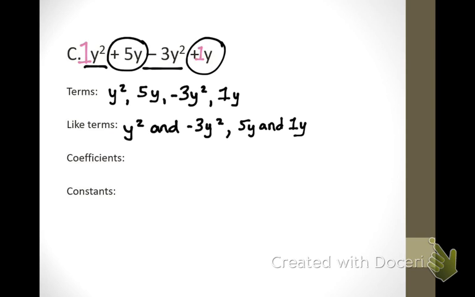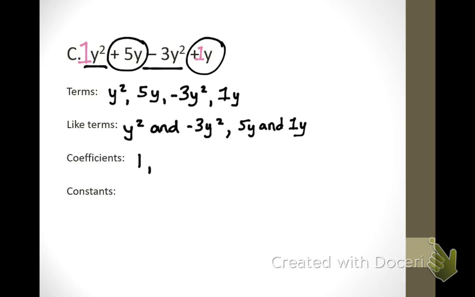Cameron, the coefficient. Remember, the coefficient is the number part of the variable term. So it is a number that is attached to some kind of a letter. What's the first number you see that's attached to a letter? Y squared. Okay, y squared. What number is attached to that? The 1. So we're just going to write the 1.